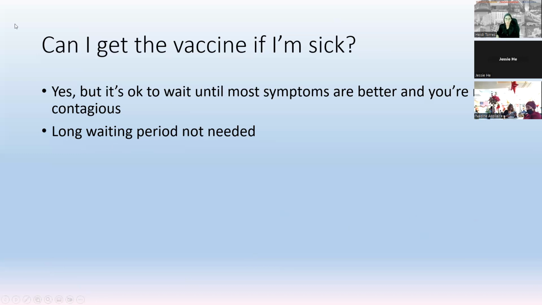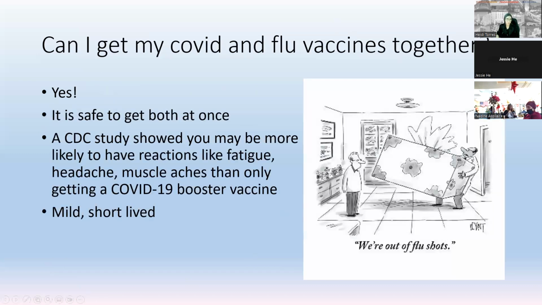There's no danger. Can I get my COVID vaccine and my flu vaccine together? Yes, you can get both of those together. They act on different parts of the immune system. They're pumping antibodies out of your immune system for different things. They don't interact with each other. They don't cancel each other out. It's perfectly safe to get both at the same time.